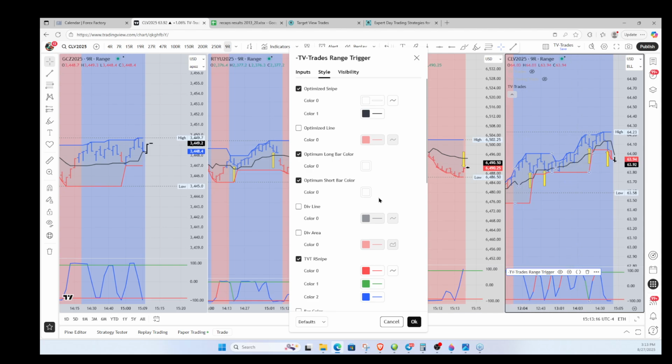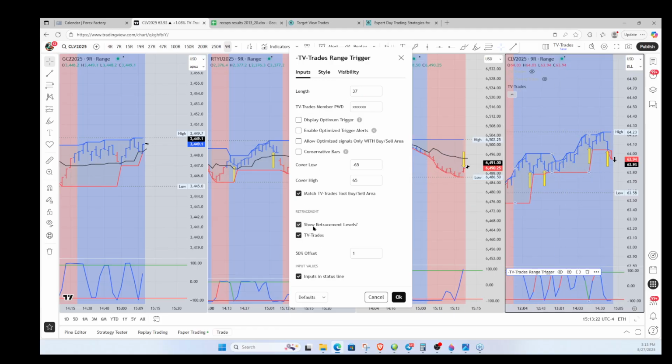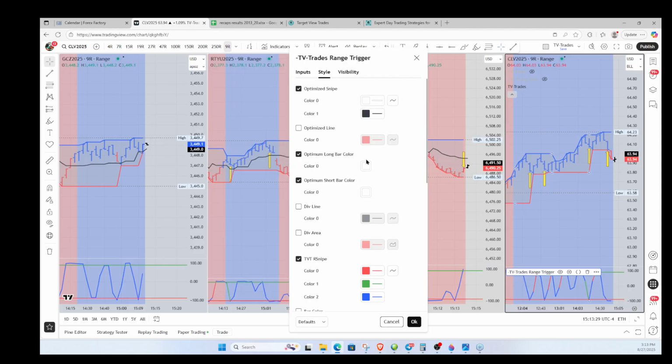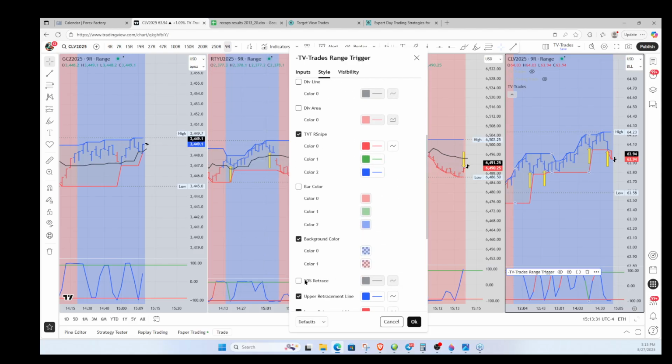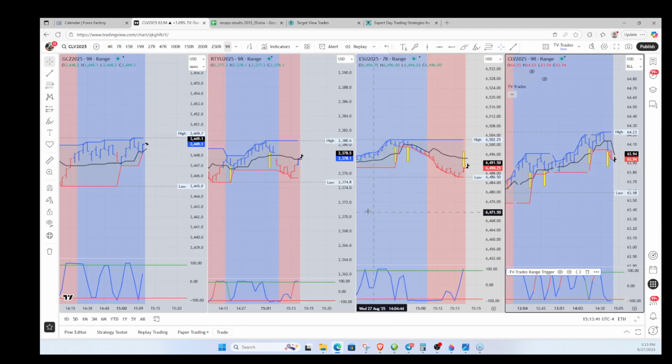Now the midpoint part of this is right here. This part is the retracement levels, the high and the low. You have to have that checked to have the midpoint. And you come in here and you turn on the midpoint, which is right here, 50% retrace level. That's your midpoint. And these are your upper and lower retracement lines. That's to get all that information on your chart in one place.